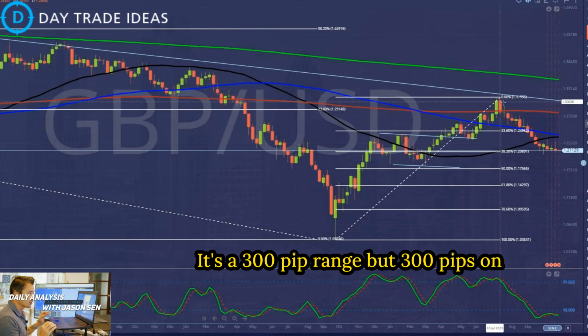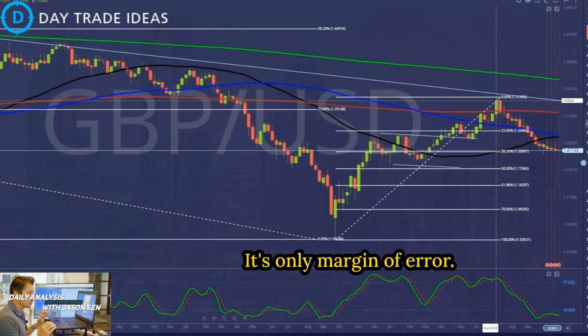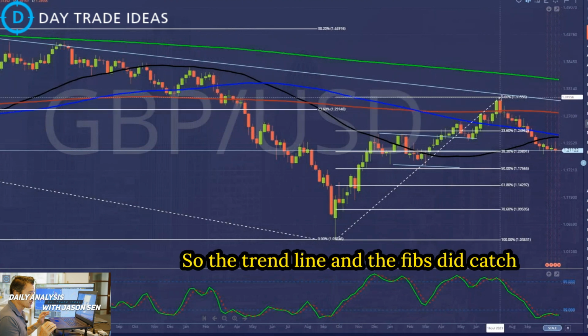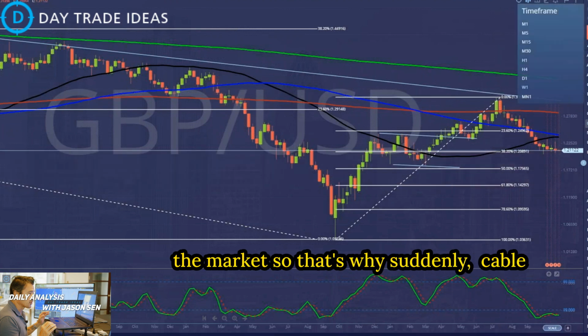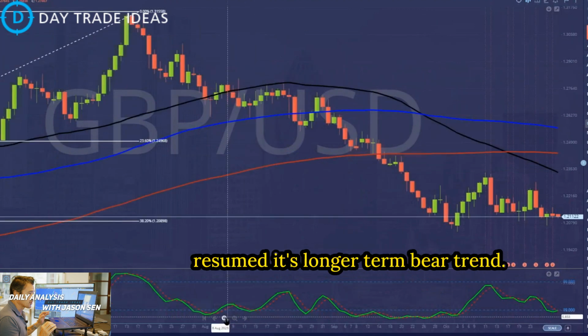But 300 pips on a weekly chart is not much, is it? It's only margin of error. So the trend line and the fibs did catch the market. So that's why suddenly cable resumed its longer term bear trend.